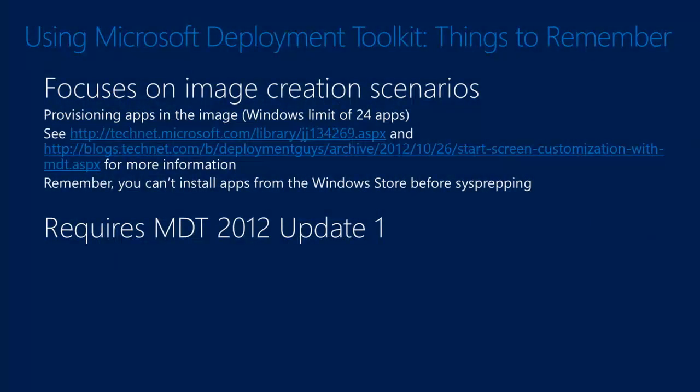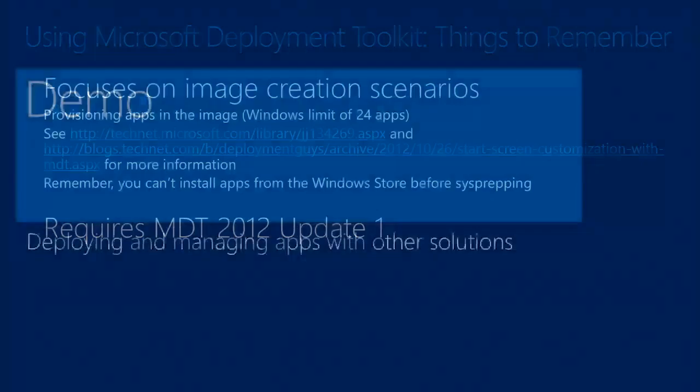So MDT focuses on that image creation scenario. It can provision apps in the image. There is a limit of 24 of them. There is more documentation on the Deployment Guys blog and on TechNet on how to do that. You can't install apps from the Windows Store before sysprepping, so don't try it. And this does require 2012 Update 1.